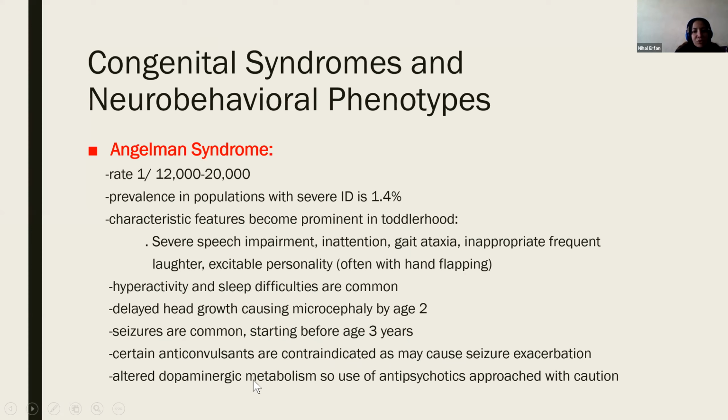And so they have also altered dopaminergic metabolism. So antipsychotics have to be used with caution. Important also for us to know because often children who come in with behavioral problems, inappropriate laughter, you want to start them on risperidone. Okay, so that's kind of the first thing you want to do, but you have to be careful because, again, because of the altered metabolism, they're more susceptible to side effects. So maybe you would not use an antipsychotic with these kids.